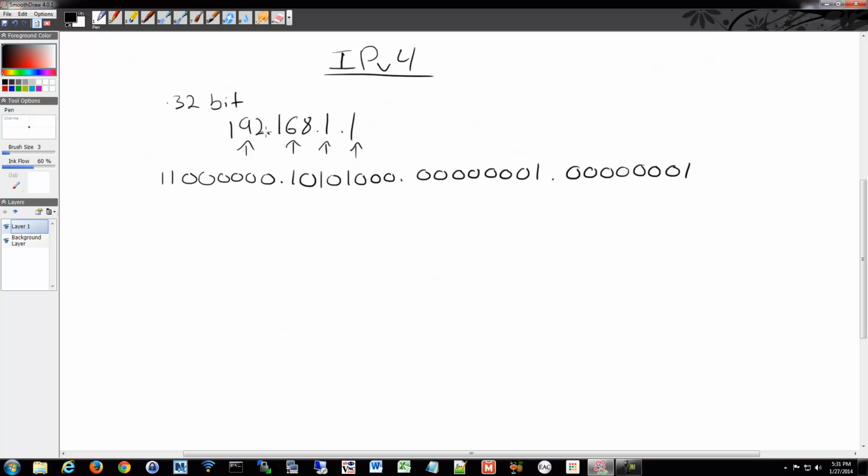This address, which is a very common address, you probably have it set up this way at home, is 192.168.1.1. It's a very common RFC 1918 private address. When it's converted into binary, it looks like this. So how does that work?